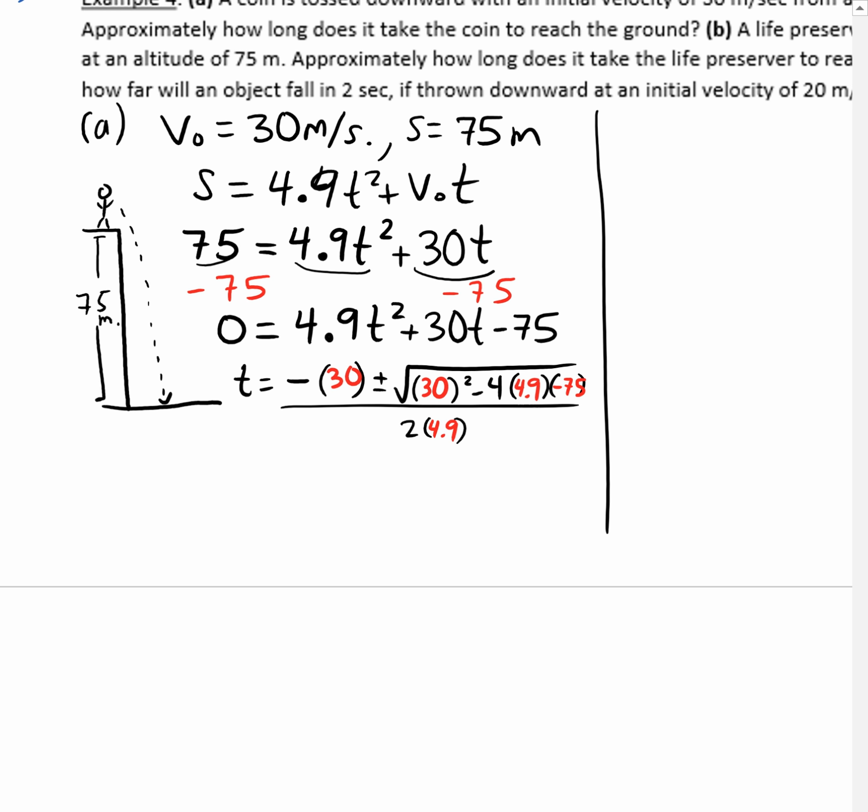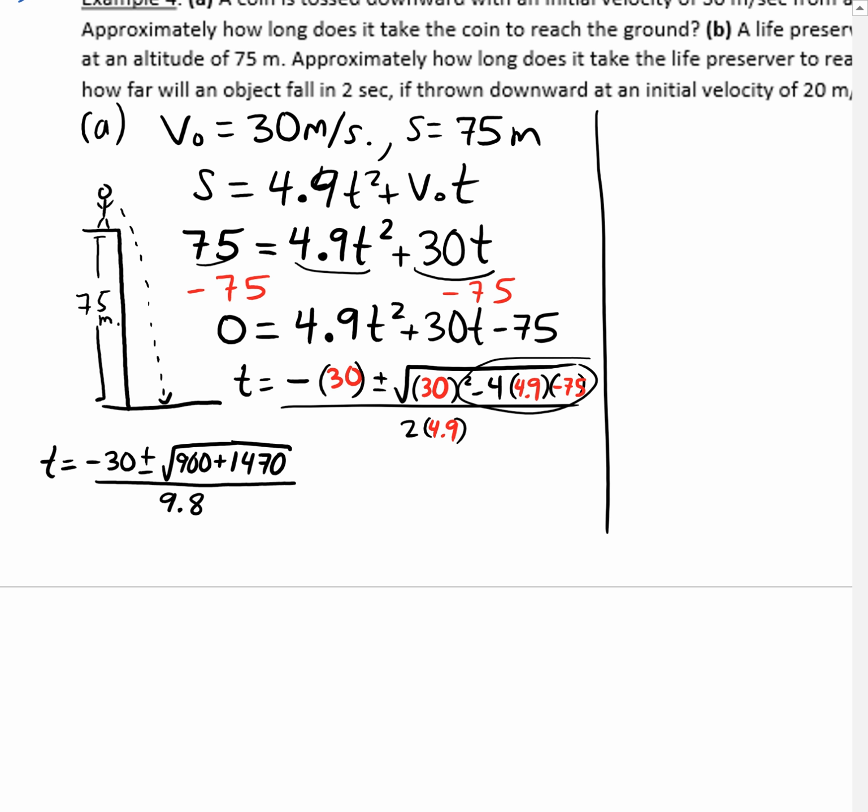What do we have? So t is negative 30 plus or minus the square root of, okay, 30 squared is 900. And after that we have a negative times a positive times a negative. That's a positive. 4 times 4.9 times 75. That's 1,470. Don't feel bad if you use a calculator on that one. Oh my gosh. Seriously. Over 2 times 4.9, that's 9.8.